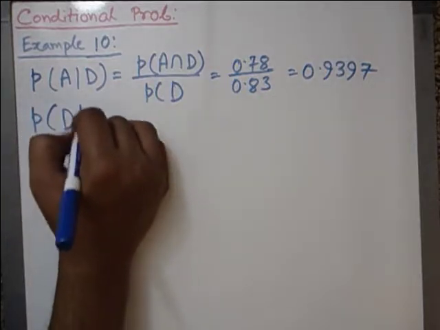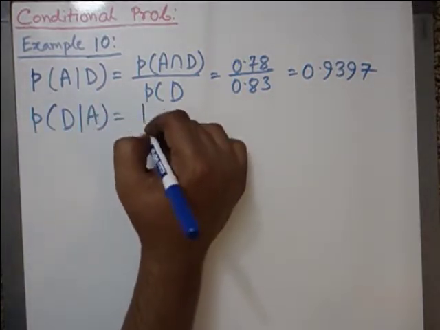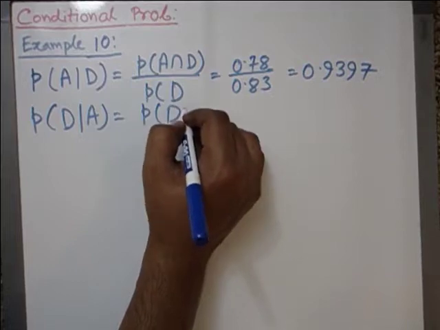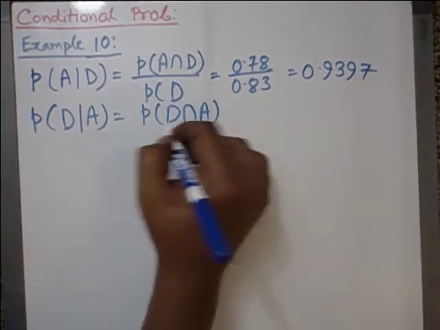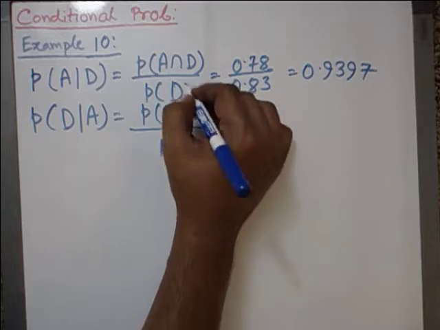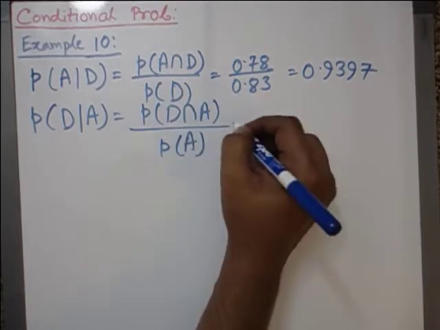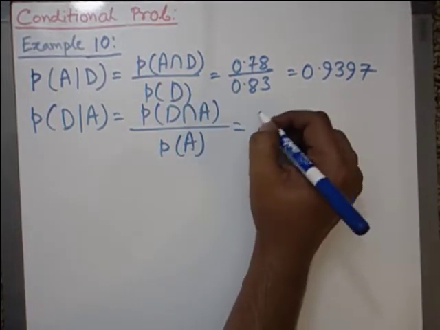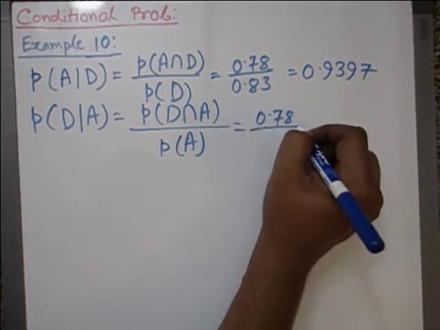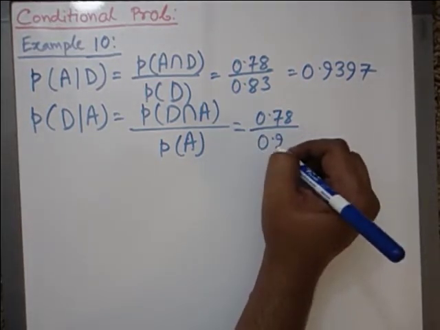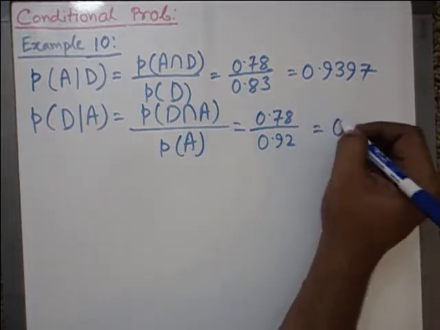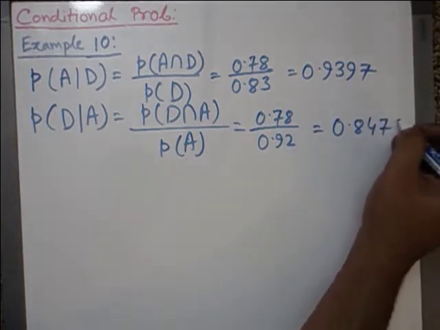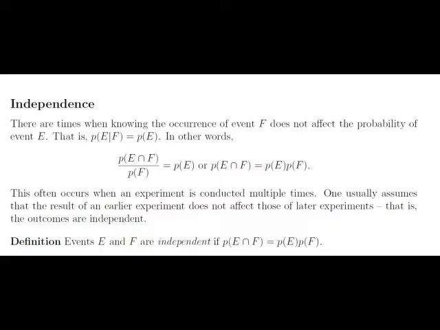Similarly, D given A is probability of D intersection A over probability of A, which is 0.78 over 0.92, which is 0.8478. So now we learn what we mean by independence between two events.